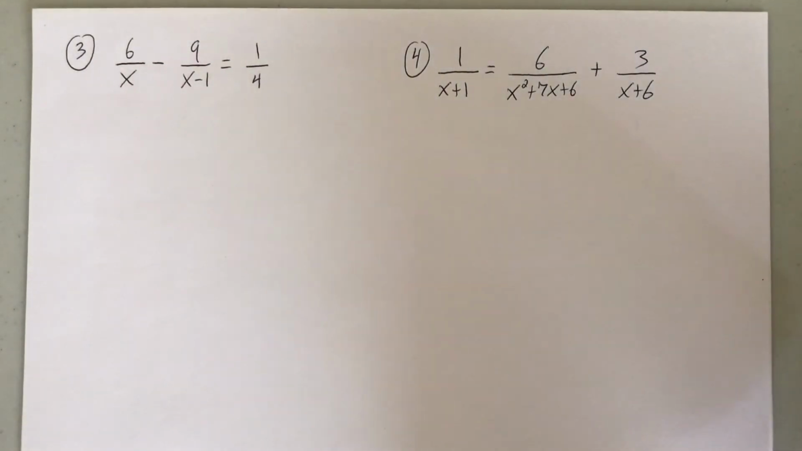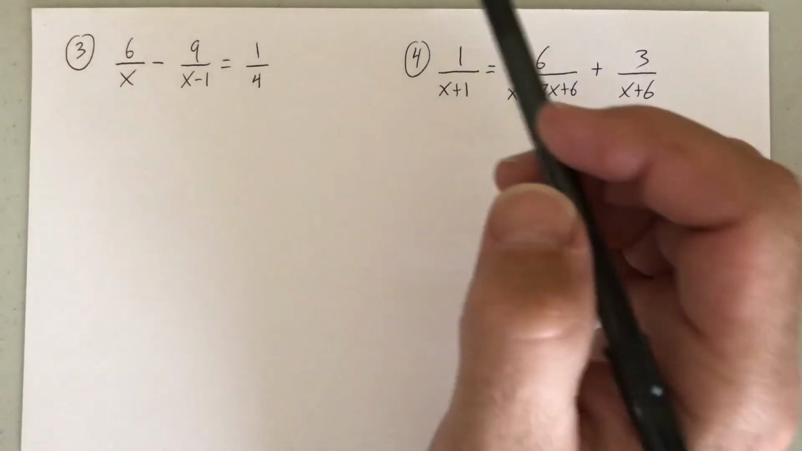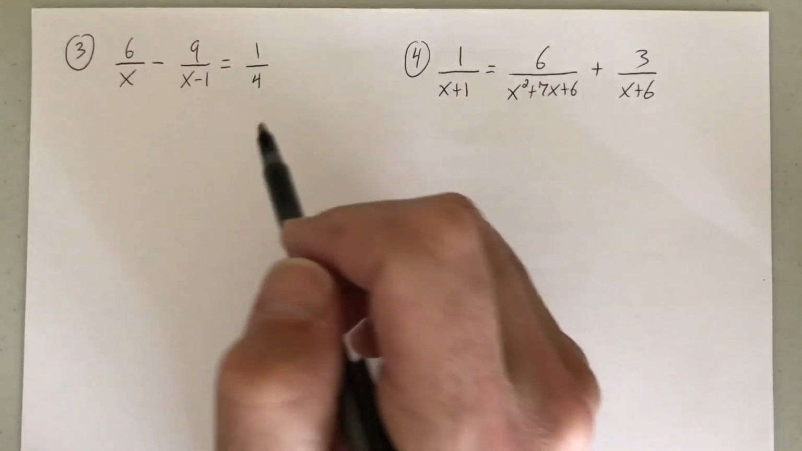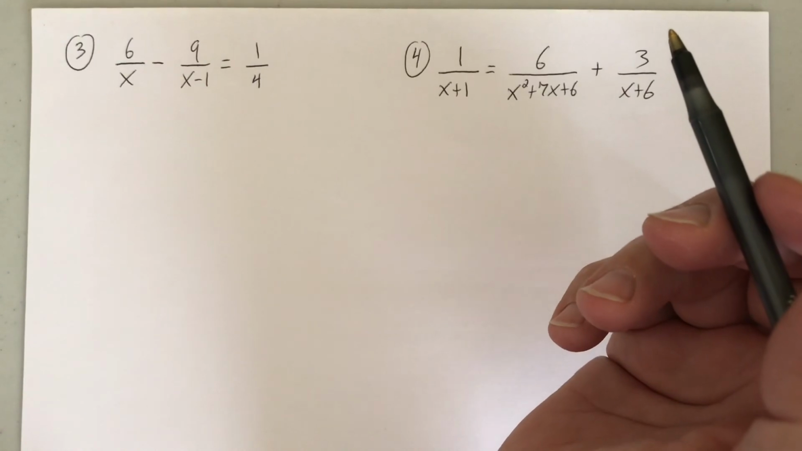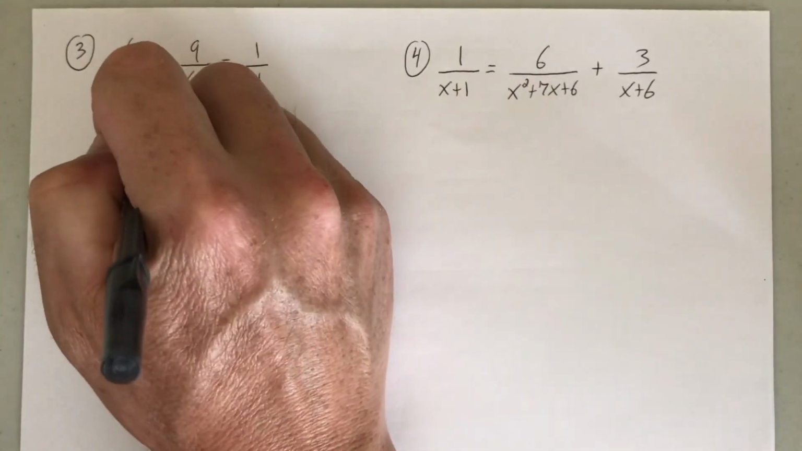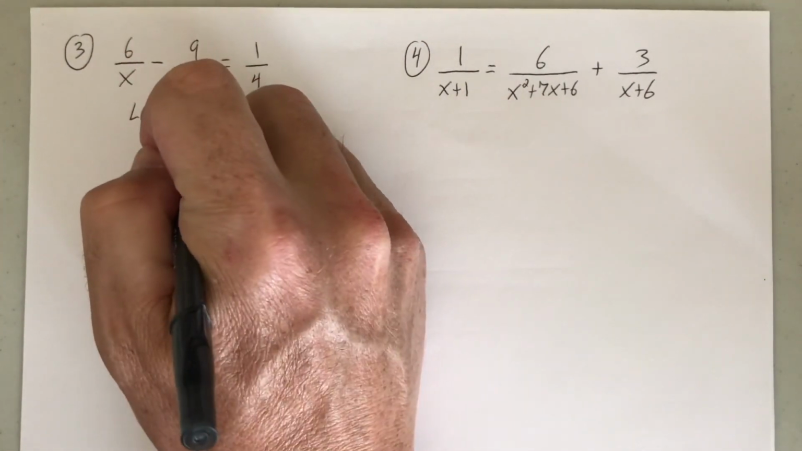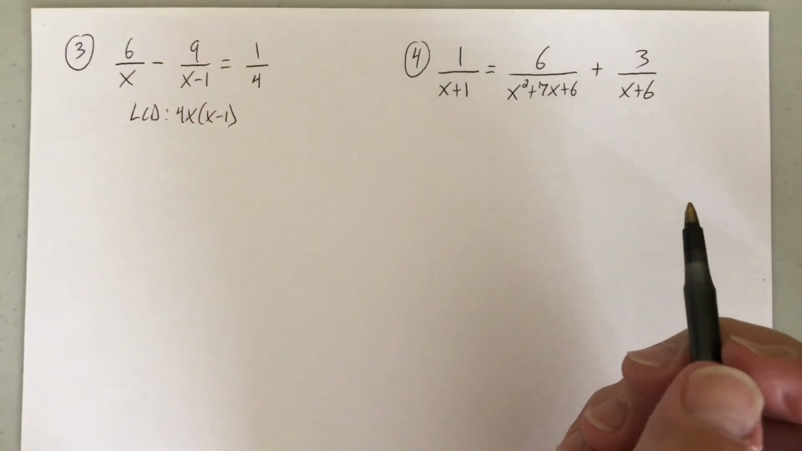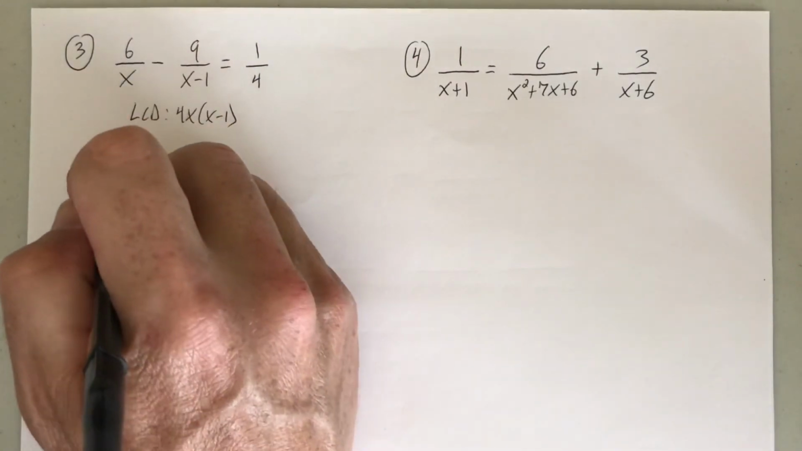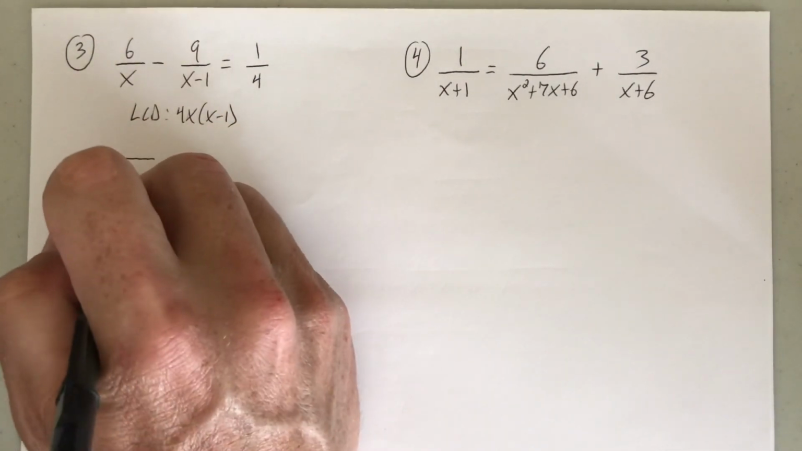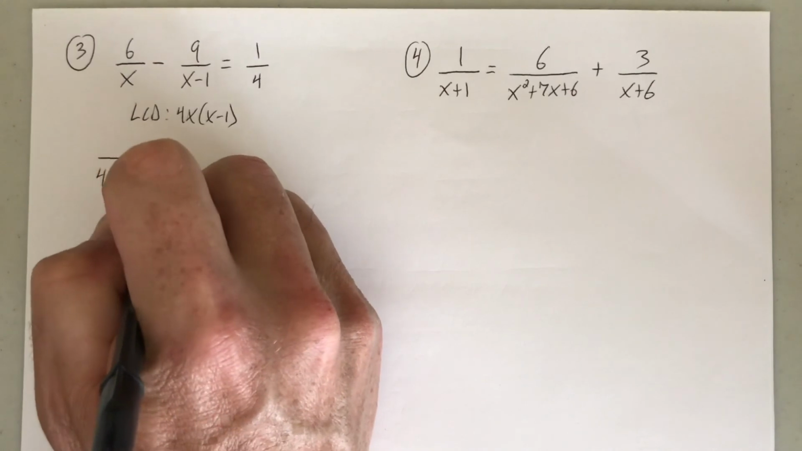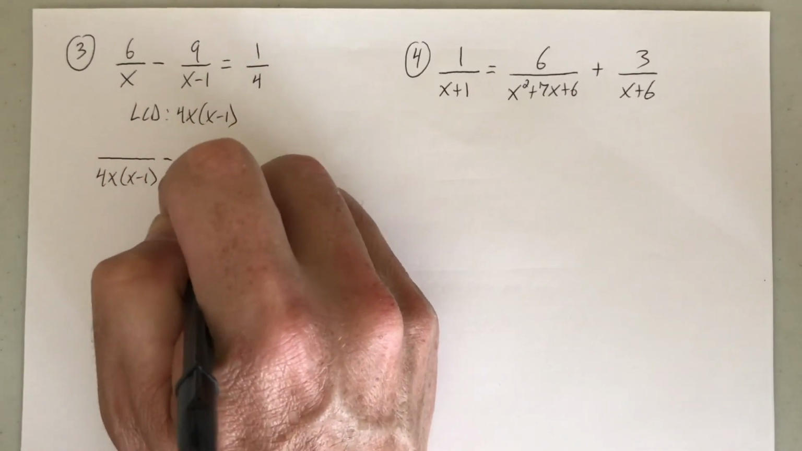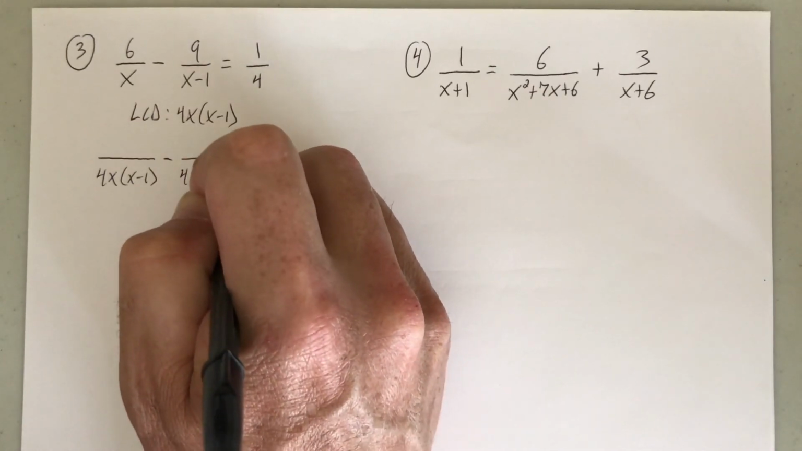All right, so let's go ahead and take a look at problem number 3. All right, so you can see I got problems 3 and 4 up here. So taking a look at number 3, there's nothing we can factor down in the denominator, so we can just go ahead and look for our least common denominator, which for this particular problem is going to be 4x times x minus 1. So now I can go ahead and correct for our numerators. I'm going to write our denominators as the least common denominator, and then we will correct for our numerators.